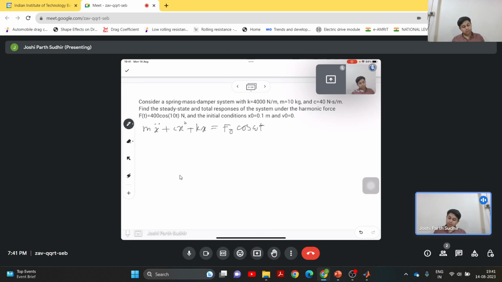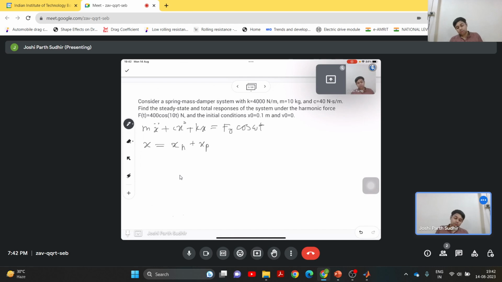So let us say if x is the solution, we can write it down as xh plus xp. Then xh is the free vibration response of the system to the initial conditions, and xp is the particular solution or particular integral, which represents the steady state response of the system to the forced vibration. So let us find out the particular solution.